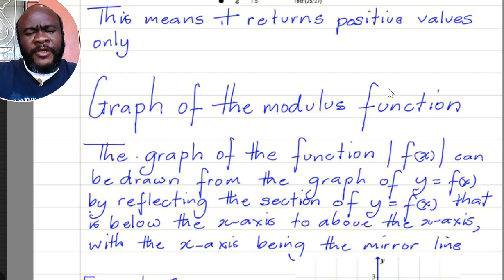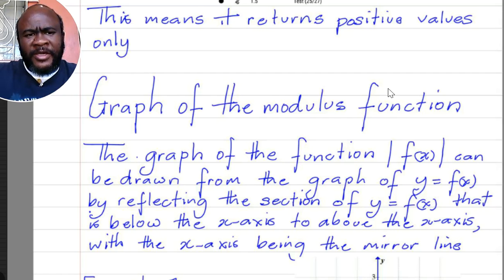The graph of the modulus function. The graph of the function, the mod of f of x, can be drawn from the graph of y is equal to f of x by reflecting the section of y is equal to f of x that is below the x-axis to above the x-axis, with the x-axis being the mirror line.